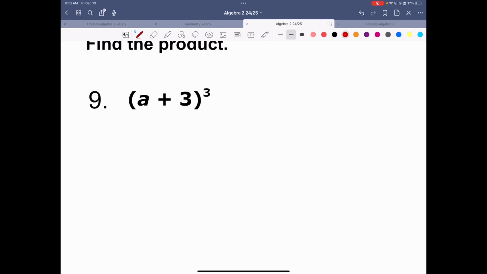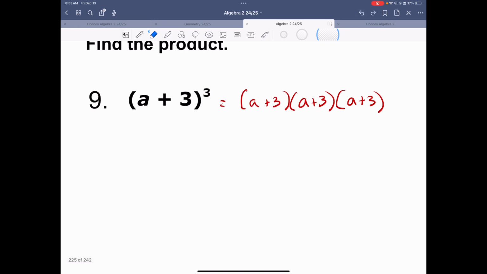A plus 3 cubed. Remember what it means when you're cubing something. When you're cubing something, it means you're taking it times itself 3 times. So this has to be rewritten as a plus 3 times a plus 3 times a plus 3. Now we're going to erase evidently. We're going to do that part first. So we're just going to FOIL that and see what that turns into.